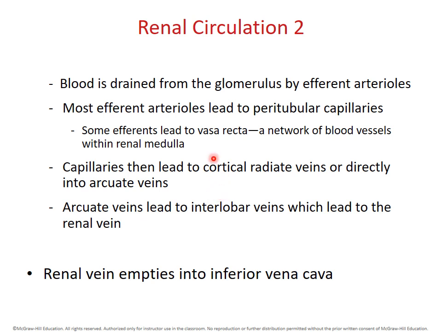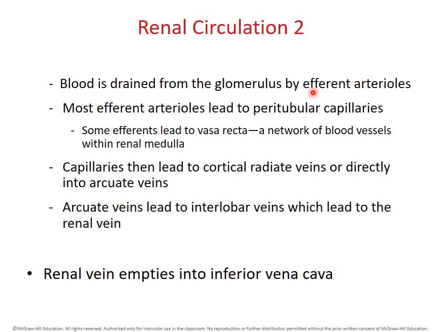Now, since this is a portal circuit, we have to have a vessel that carries blood from the glomerulus to the second capillary bed in the circuit. And in this particular case, the vessel that drains the glomerulus and leads to the second capillary bed is known as the efferent arteriole. And of course, efferent, remember, means outgoing. So afferent arteriole, incoming, efferent arteriole, outgoing. And of course, going into and coming out of the glomerulus.